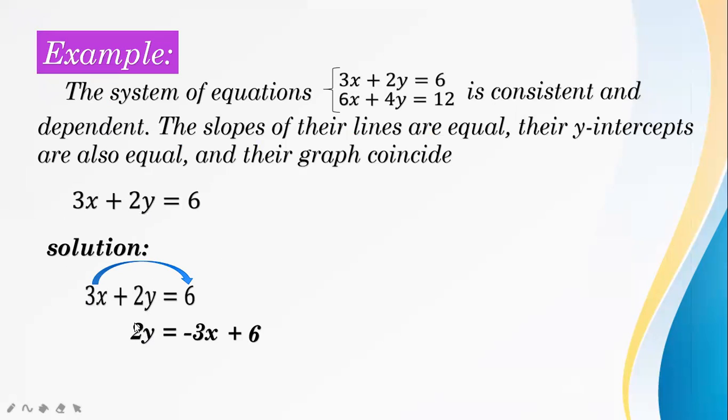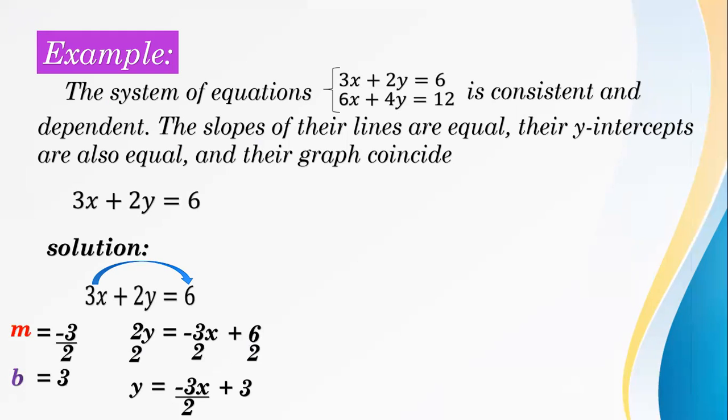So to eliminate positive 2, then all you have to do is you divide both sides of the equation by positive 2. Para matanggal yung 2. So we have y equals negative 3x over 2, then plus 6 divided by 2, and therefore we have positive 3. And your slope is negative 3 over 2. And your y-intercept is positive 3. So this will be your slope, and this will be your y-intercept of this first equation.